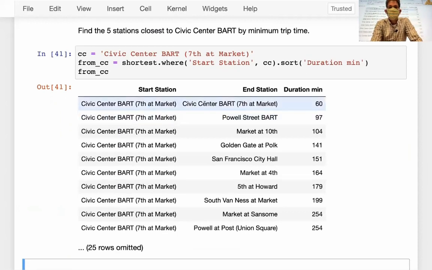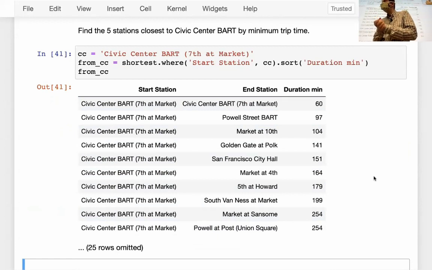So, fastest trip ever was just to go back to the BART station. Oop, I didn't want this bike after all. Or to go to Powell Street Park, or Market at 10th, or Golden Gate at Polk, or San Francisco City Hall. All these are places that you could get to in under 3 minutes. And then you have to go a little bit farther. So this is kind of telling us something interesting about the world, which is the kind of bike geography of San Francisco.